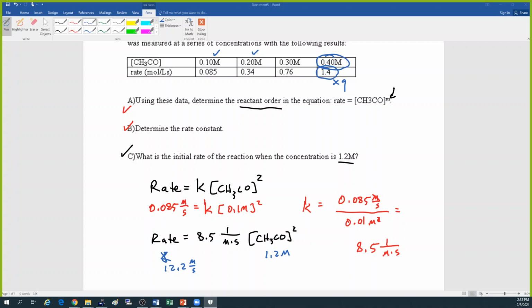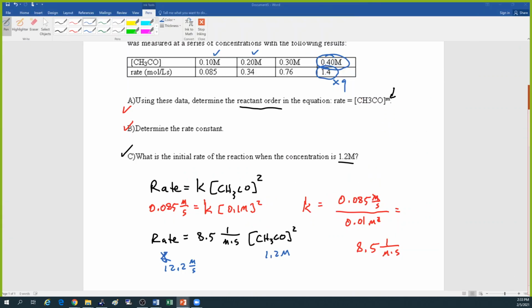Before you move on, sure. Can I just ask, sorry, where did you get the 0.01 M squared for the denominator of k? Oh, this is because when I plugged in 0.1 molar and it was squared. Oh, okay, okay. Any other questions?